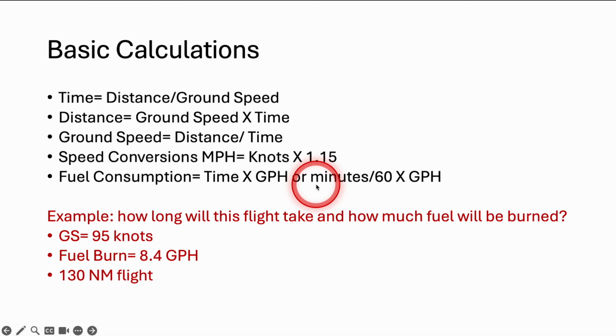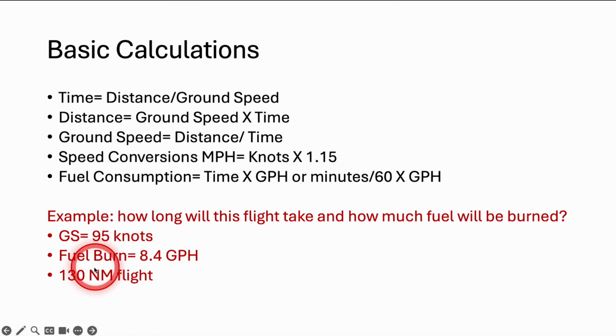For us, since we're in a small aircraft, even our cross countries are fairly short compared to larger planes. Most of our legs are going to be measured in minutes instead of hours. So you could take those minutes, divide that by 60 to get a fraction of an hour, and then multiply that by gallons per hour for your aircraft.